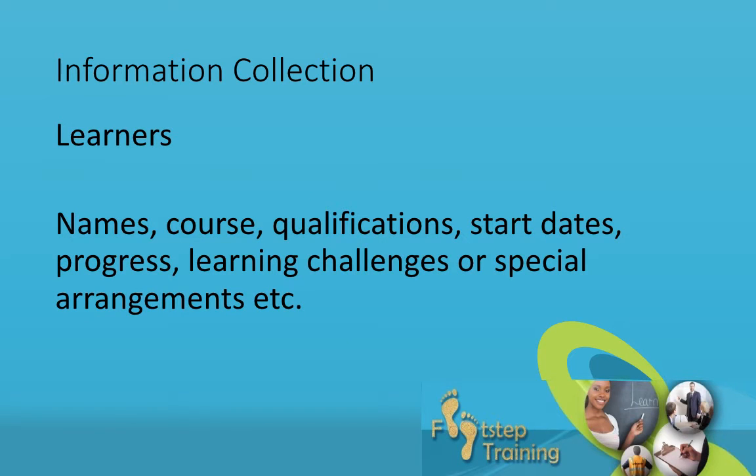So let's just go into these in a little bit more detail. So when you're collecting information about your learners, you might need their names, the course they're on, the qualifications they're doing, their start dates, possibly their end dates, what progress they're making, whether any learners have learning challenges or any special arrangements, and so on. It's important to know this information because having a broad view of what the learners are doing generally and what the assessor is doing for these learners is really, really important. But if there are any learning challenges or special arrangements being made, as the IQA, you may want to go and check those just to make sure that they are working properly and that assessment decisions are still robust as they should be.